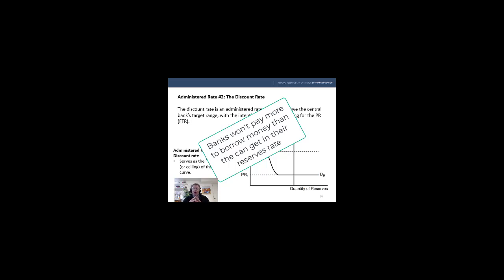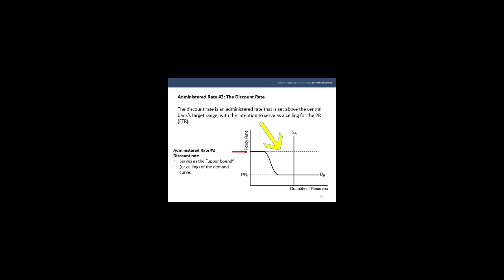It sets a ceiling for the policy rate. Take a look at the slide and the ceiling rate. Graphically, because it sets a maximum rate and acts as a ceiling, the discount rate caps the demand curve. The discount rate is indicated as the upper dotted line on the slide.